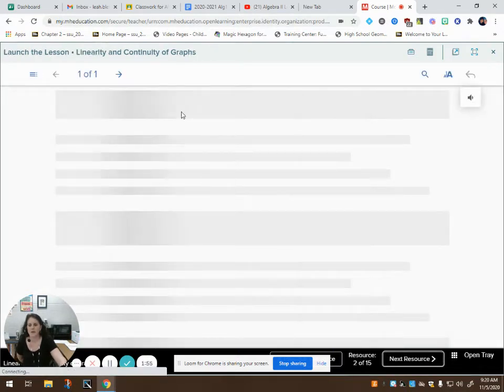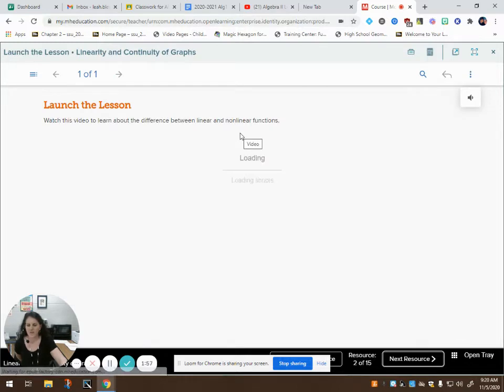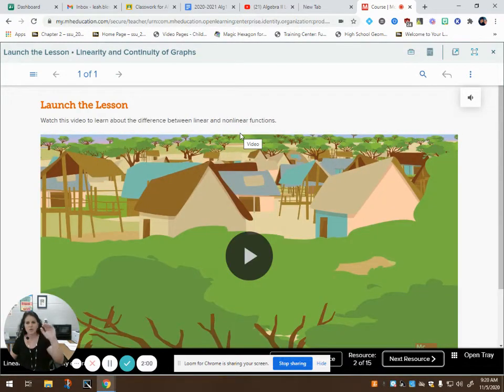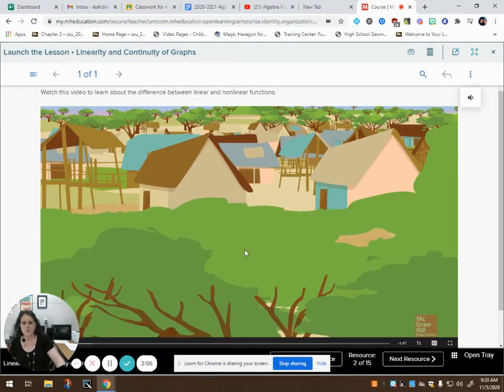We're going to talk about, again, linearity and continuity of graphs. So when I see the word linearity, I see the word line hidden in it, L-I-N-E, linearity. So I know that we're talking about straight lines.